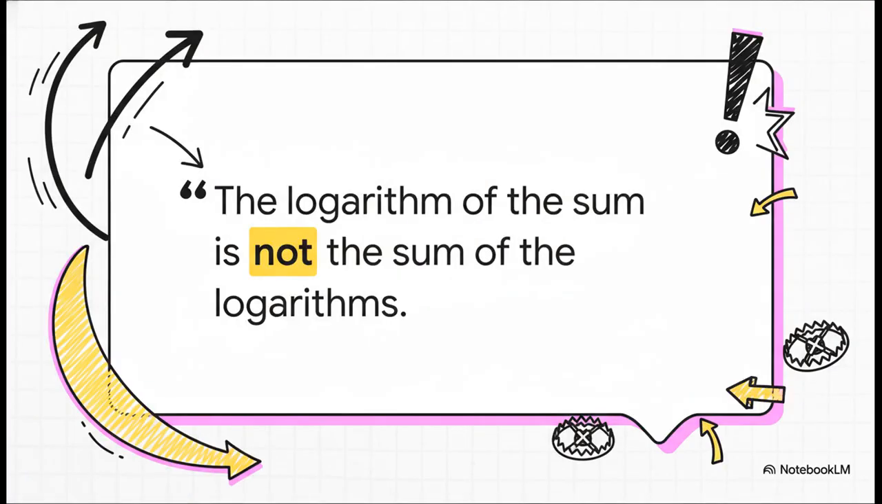Now listen up, because this is so important. A huge mistake people make all the time is thinking that the log of (a plus b) is the same thing as the log of a plus the log of b. It's not. It's just not true. That property does not exist, and it is a trap that will get you the wrong answer every single time. Just burn this quote into your memory.